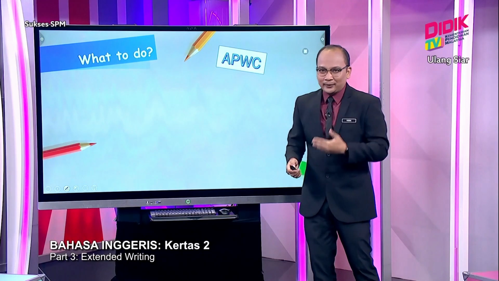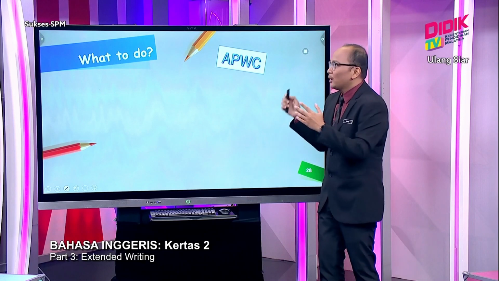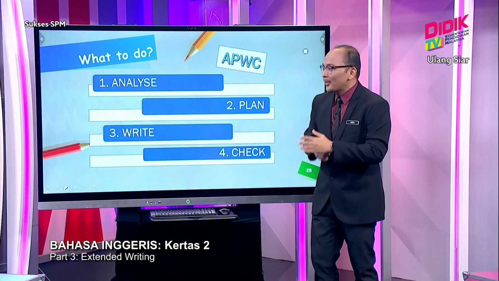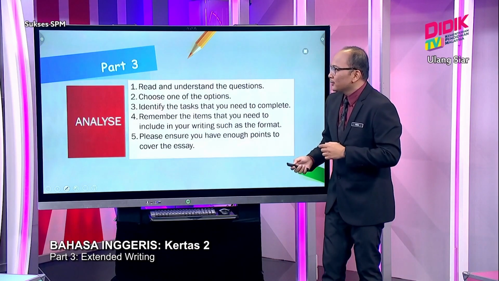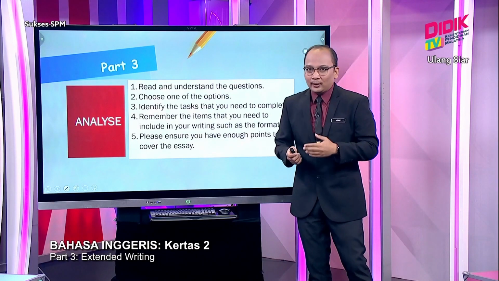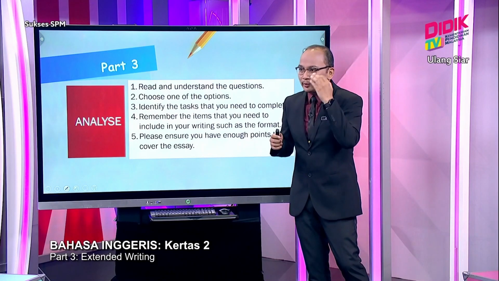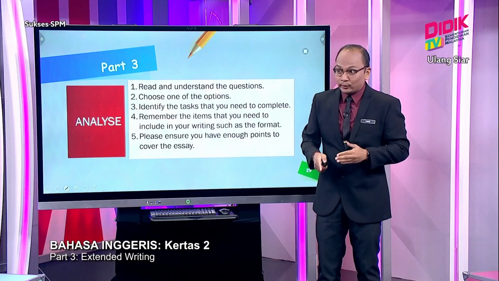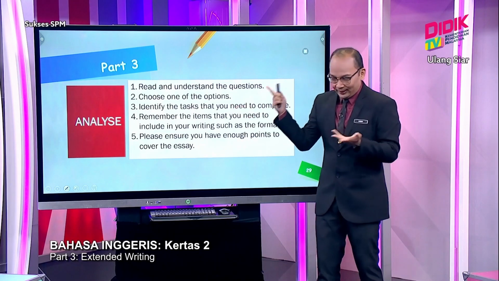Now we go on to the next one, right? What to do? We need to follow this step. It is very helpful to follow a certain strategy when we are writing. So we are going to follow this APWC, which are analyze, plan, write, and also check. In part 3, for the first part, which is analyze, read and understand the question. How many questions will we get, Chris? We will get 3 options, right? We are just going to choose one. But we need to read through, because we need to choose what is best for us.